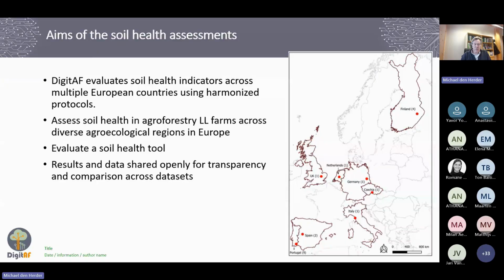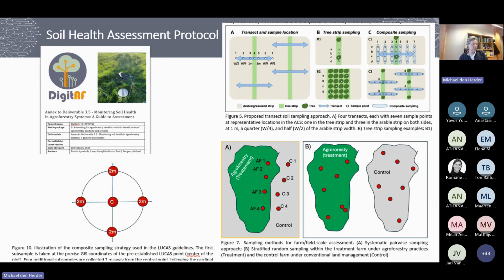And the aim is also that we come up with a uniform protocol for doing soil health assessment and sharing the data openly so that it can be compared for future studies. These sites span quite a big part of Europe, and the agroforestry types were also very different. So we started with developing a soil health assessment protocol.